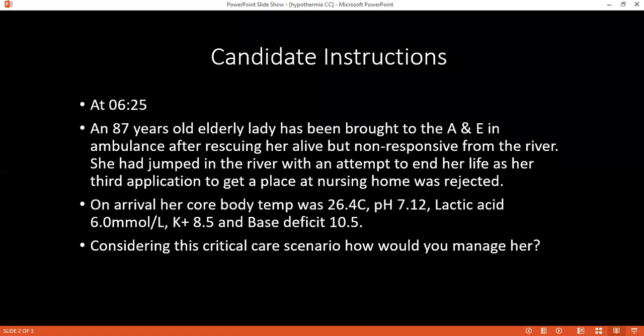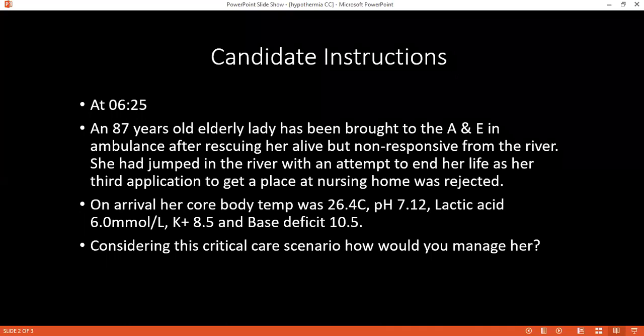You have read and understood this critical care scenario station. Kindly tell me how you would define or measure core body temperature. I can measure body temperature through either axillary, oral, rectal, or tympanic membrane. Okay, what is the normal core body temperature? Less than 36 degrees Celsius.